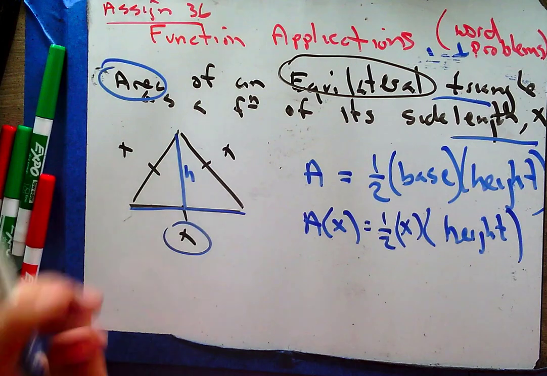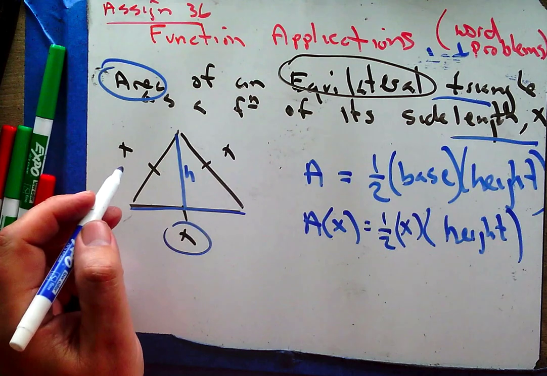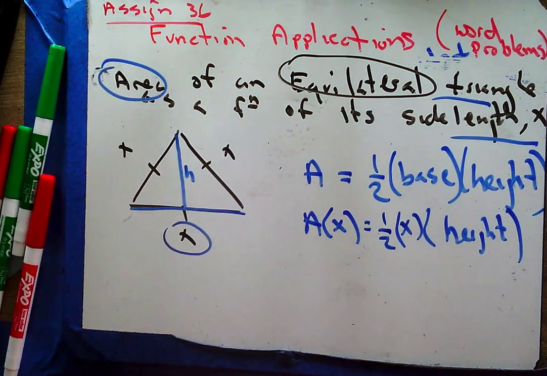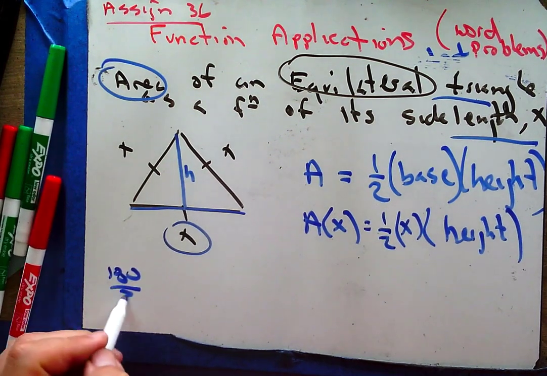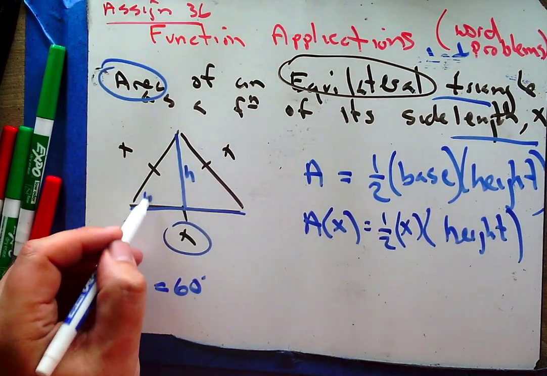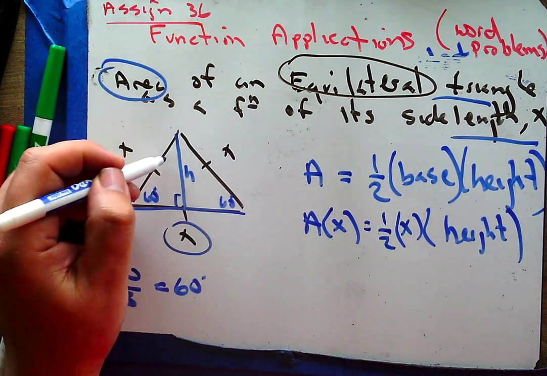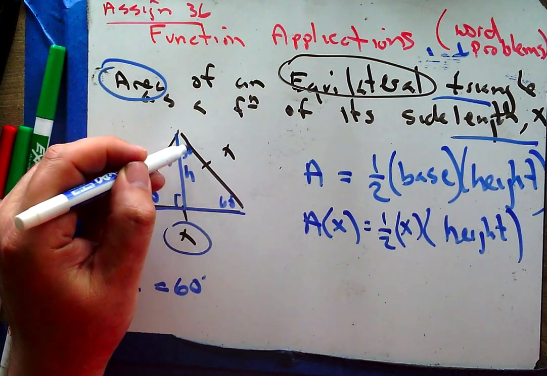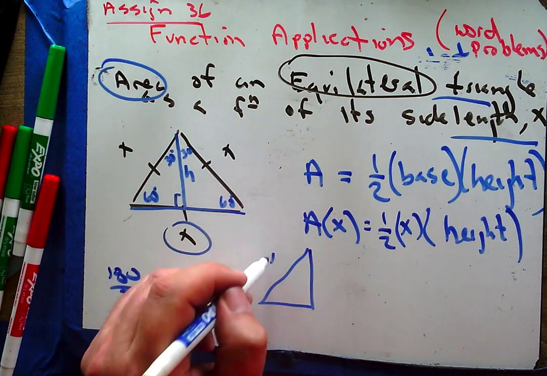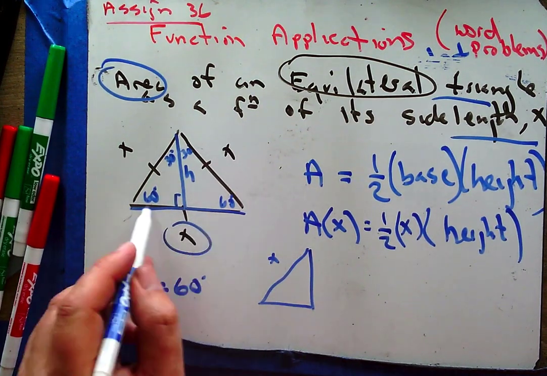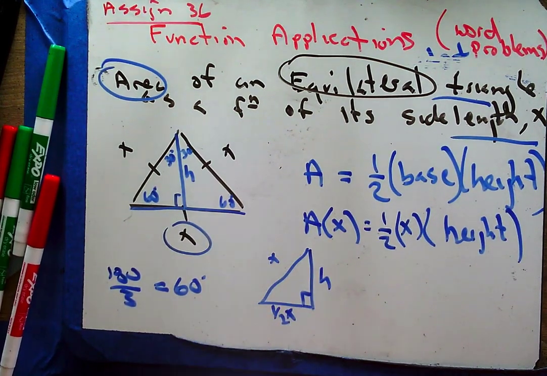Well, here's the thing. If this is an equilateral triangle, then it's also an equiangular triangle. And if all three angles are equal, what are we going to have? 180 over 3, 60 degrees. 60 here, 60 here, and this altitude bisects that 60 into 30 and 30. So now what I'm looking at is x. This side got cut in half, so that's a half of an x, and I'm looking for height.